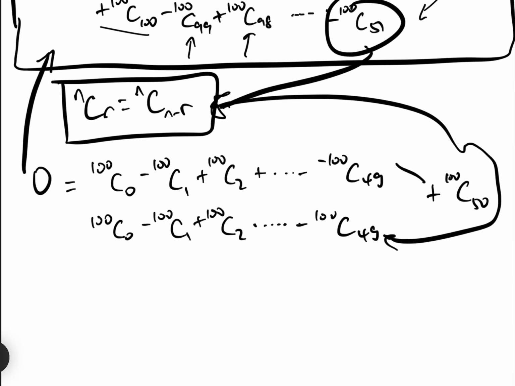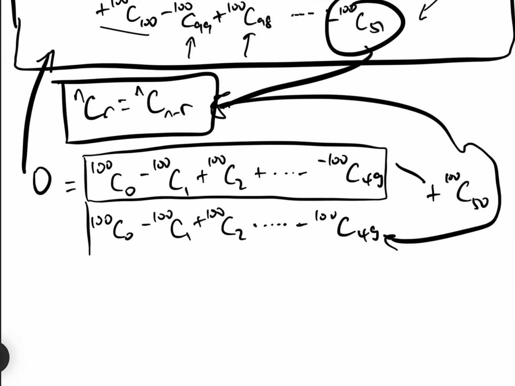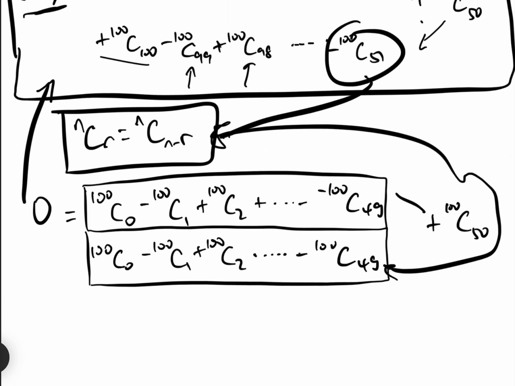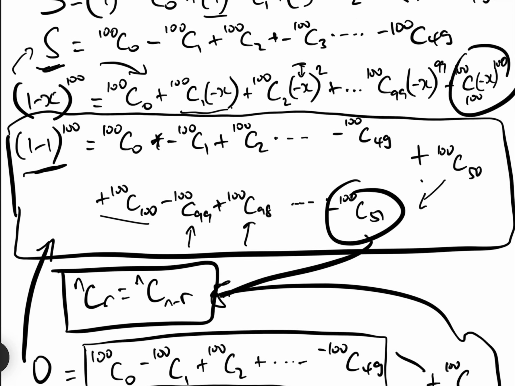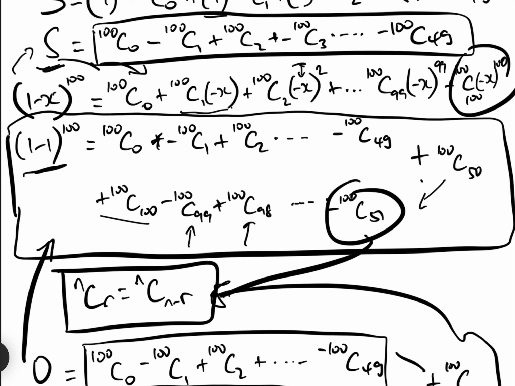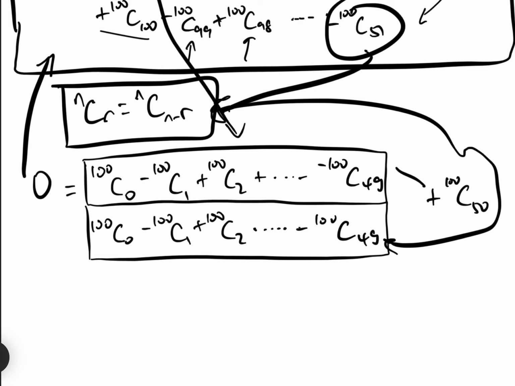Now what we can do is see that this here is identical to this here, and furthermore it is identical to s, which is what we are trying to find. So all we can do is plug s into here, and we get 0 equals s add 100C50 add s, i.e.